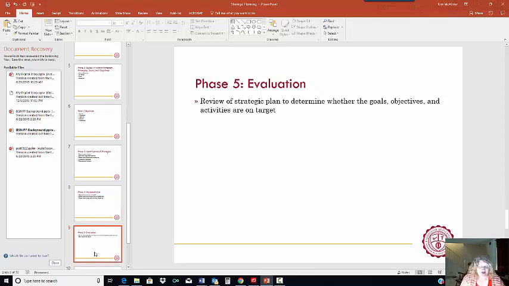In the evaluation phase, we review the strategic plan to determine whether the goals, objectives, and activities are on target. Goals, objectives, or activities may need revision. This is evaluated at intervals throughout the implementation process to determine if goals and objectives are being met. If adjustments are required, that does not mean the plan failed. Internal and external factors can combine to require alterations in plans.